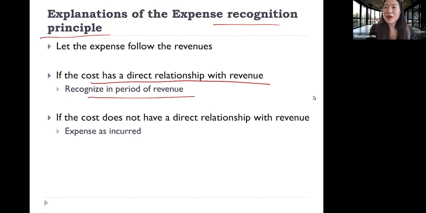For example, if the firm makes sales, we need to recognize sales. At the same time, we recognize the associated cost of goods sold. However, if the cost does not have a direct relationship with revenue, we expense it as incurred.